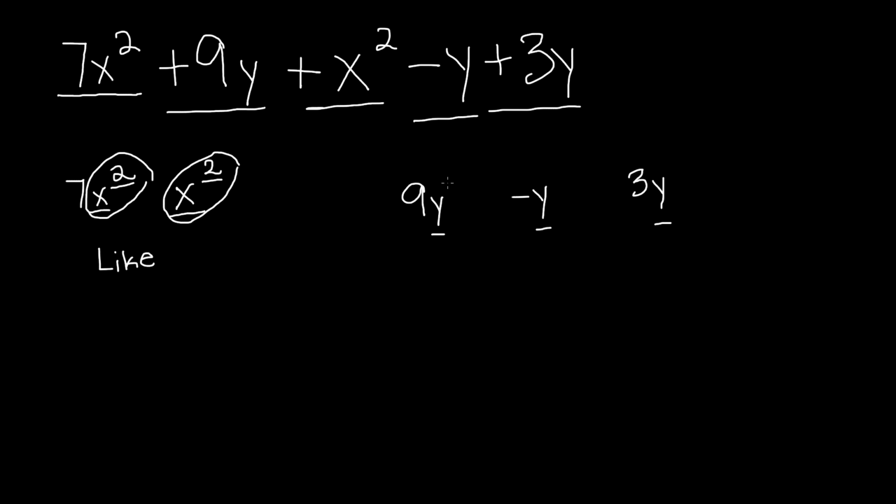So 9y does not have a power, so we know that is to the power of 1. Okay, in negative y we don't have a power, so we know that is negative y to the power of 1. Okay, so far they're the same. And also in 3y we don't have an exponent, or the power, so we know that's to the power of 1. So 3y to the power of 1, they are all the same, so we can also call them like. Okay, so this is how you find like and unlike terms in an expression.